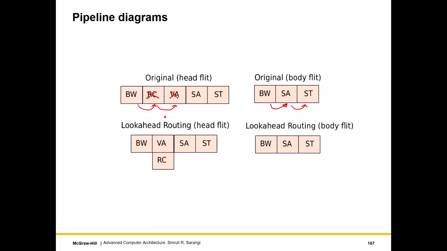In Lookahead routing, basically VA and RC can be done in parallel. RC is not in the critical path anymore. So 5 has been reduced to 4. And for the body flit, it remains more or less the same because these 2 stages will not be there. We buffer write, switch allocate and switch traversal. So we have made an important reduction from 5 to 4 over here.